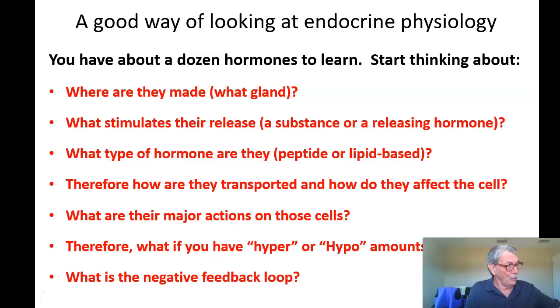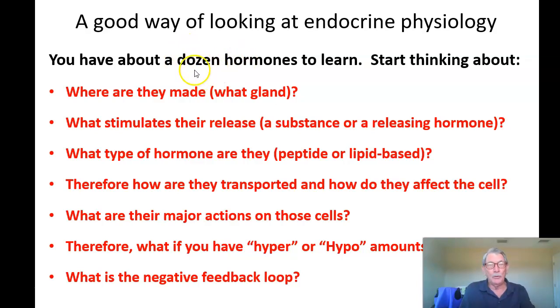The hormone goes a certain way to the certain cell. It causes a certain effect. And if you have too much of the hormone, you get too much of that effect. And if you don't have enough, you get too little. So that's kind of the way you can look at each of these hormones and just learn what they do, and therefore what excess or deficiencies in that hormone would be. So we have a dozen or so hormones that you're going to have to learn.